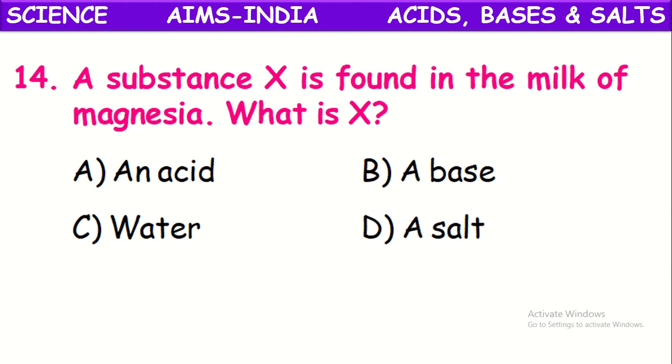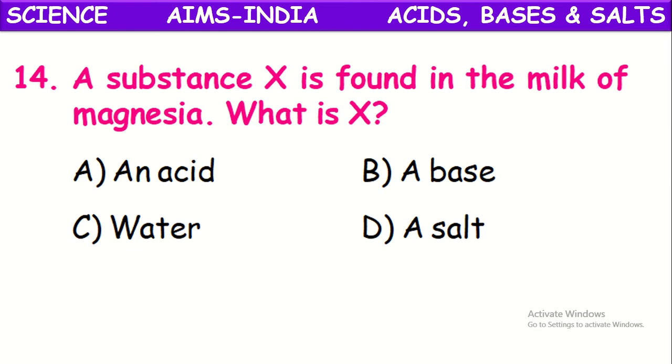A substance X is found in the milk of magnesia. What is X? Yes, milk of magnesia is a chemical substance or medicine which we take to get rid of acid content or acidity. So this milk of magnesia contains a base which we say as magnesium hydroxide solution. Magnesium hydroxide solution is called milk of magnesia.